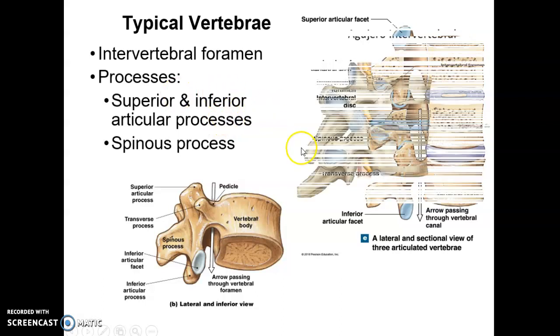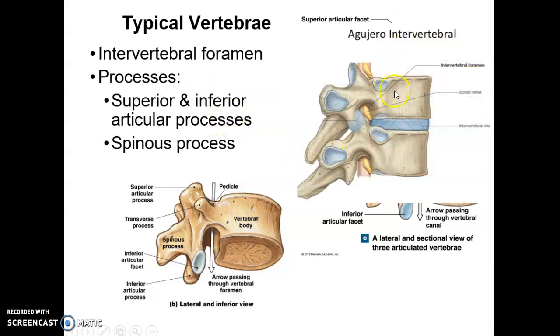So notice in this diagram, this yellow thing that's coming out, that's the spinal nerve exiting from the spinal cord, and the spinal nerve exits through the vertebral column, through the intervertebral foramen. And foramina, again, is plural.